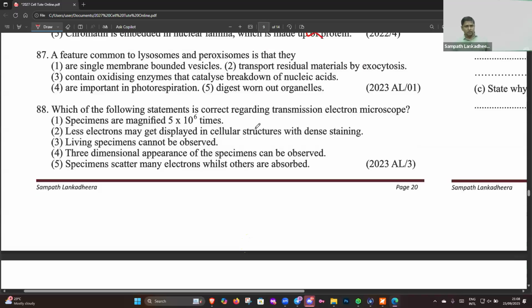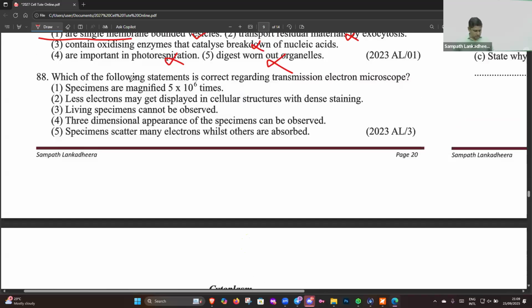Question number 87. A feature common to lysosome and peroxisome is that they are single membrane bounded vesicles, correct. Transport residue materials, no. Contain oxidizing enzymes, no. Important in photorespiration, no. Digest worn out organelles, no. First one is correct.